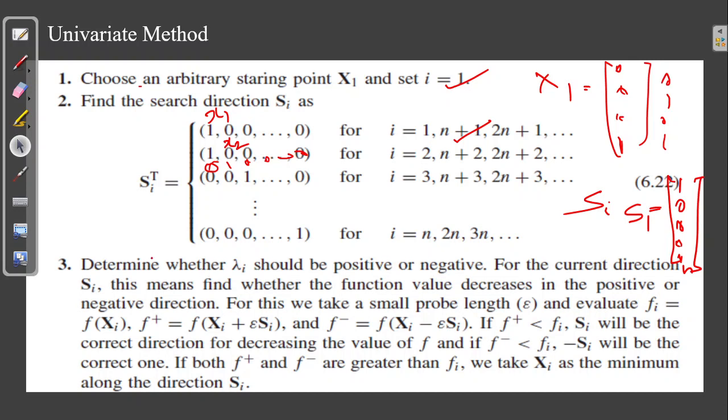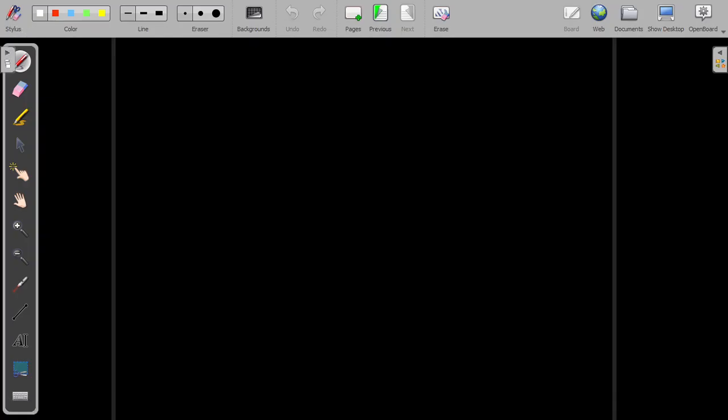Now the next step is to determine whether lambda i should be positive or negative for the current direction as well. This means finding whether the function value decreases in the positive or negative direction. We are discussing only the minimization problem, right? Minimize f of x. This is our problem.